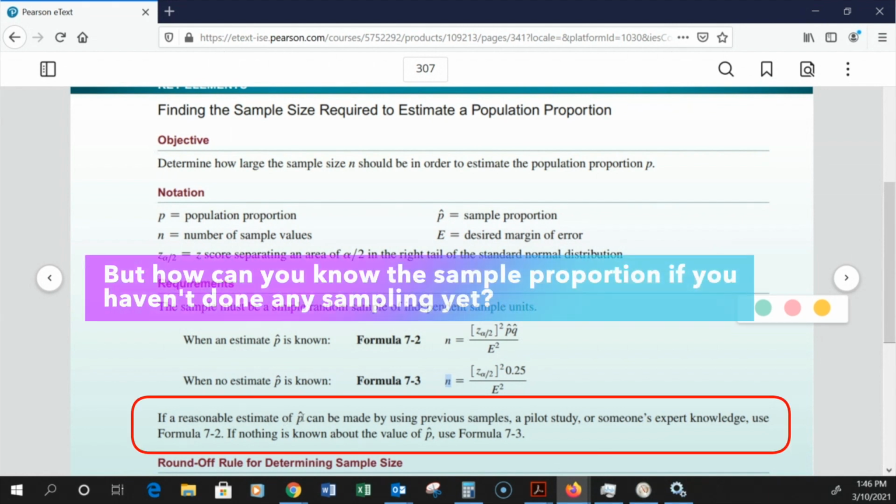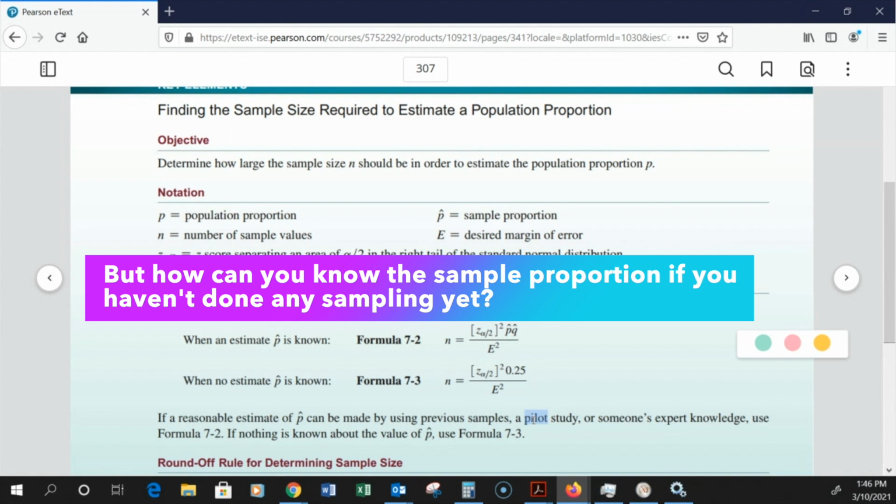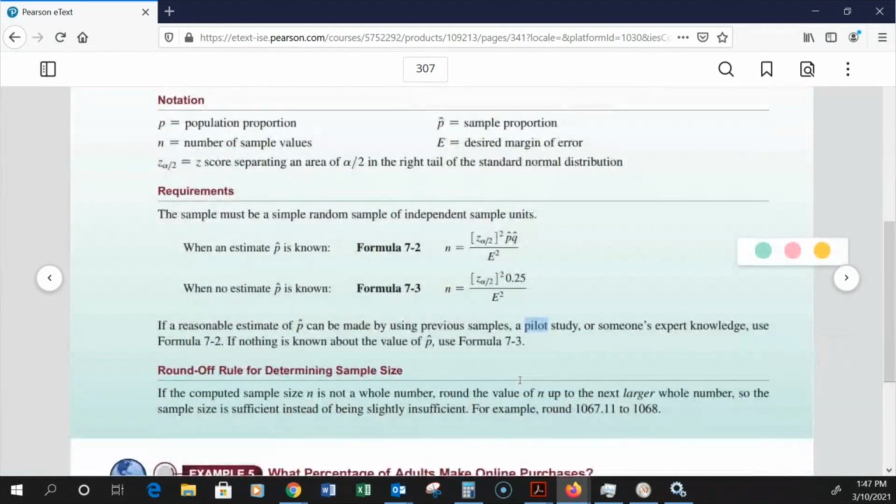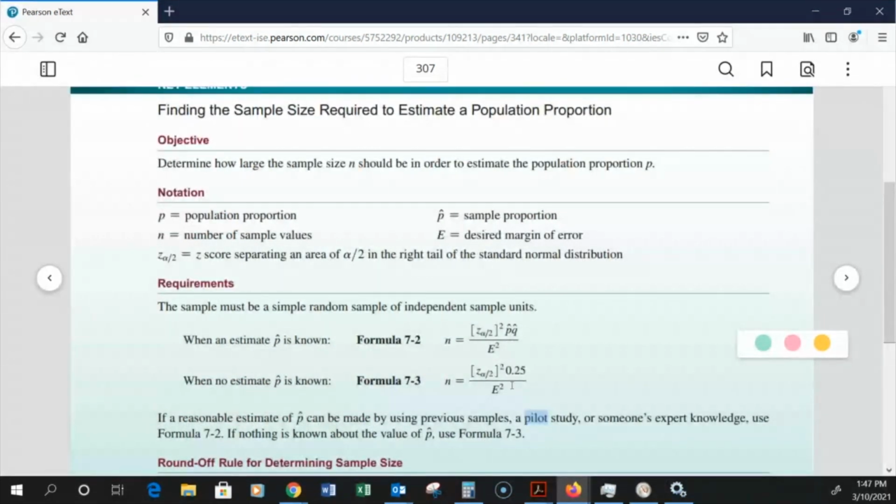So how can you know p hat? Well, maybe you did this last year, so you might know. Maybe from a pilot study. I need to do probably 1,000 penguins. I need to talk to 2,000 adults about whether they're comfortable in a car. But let's just ask 100 and get a feel for what the percentage is. That's what they call a pilot study. Or someone's expert knowledge. Someone just knows a lot about this. And then you can use this formula. And if you don't know, then you're overestimating. There's a round-off rule, and we don't need to use it. So there's the explanation behind it.